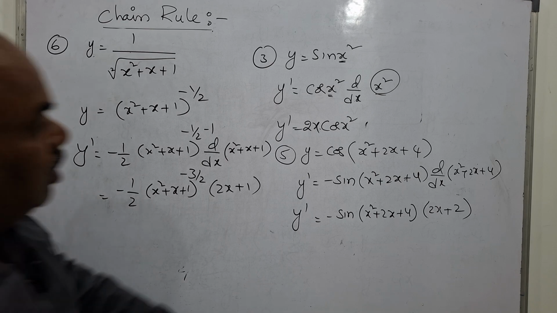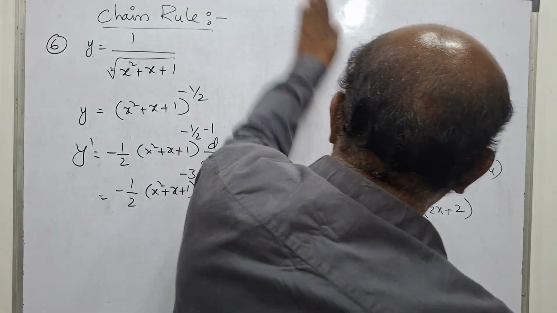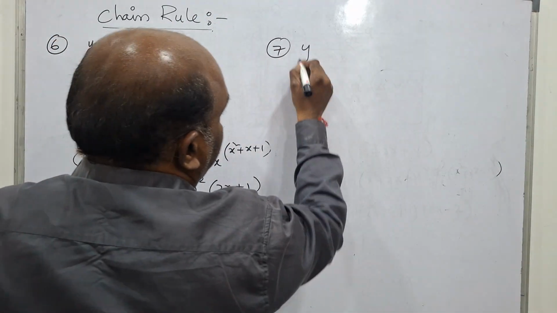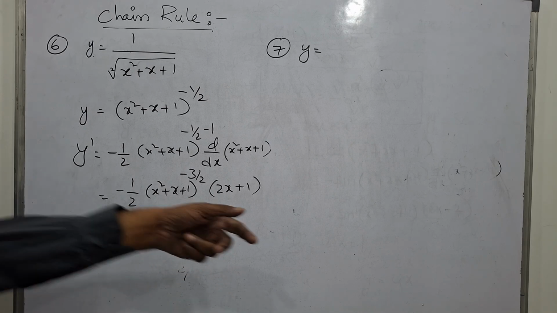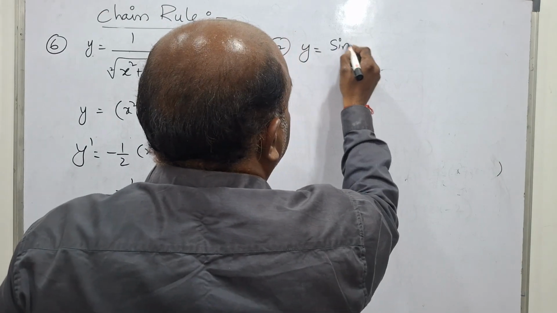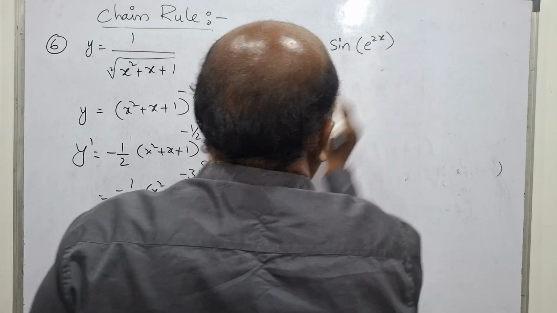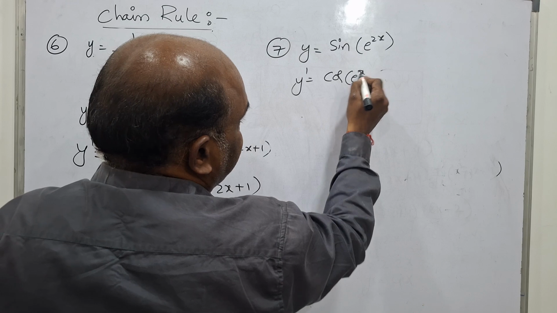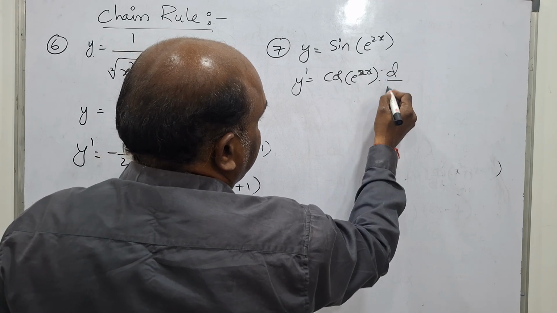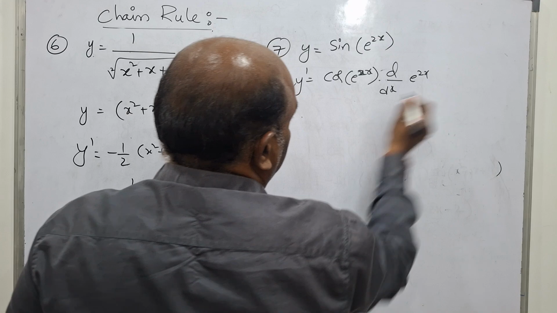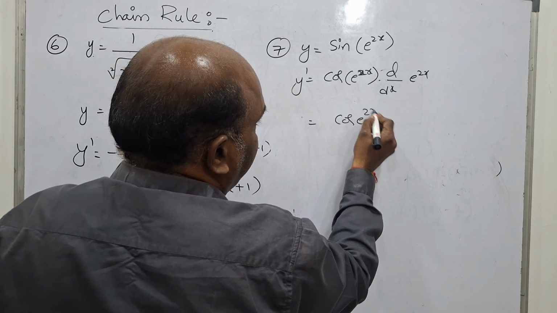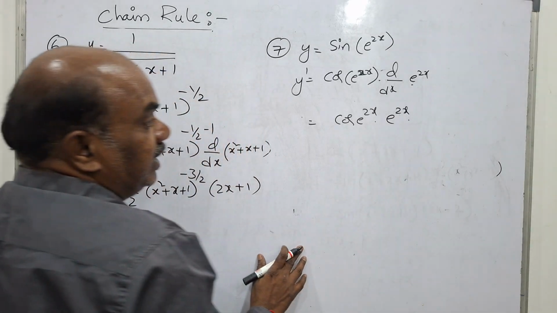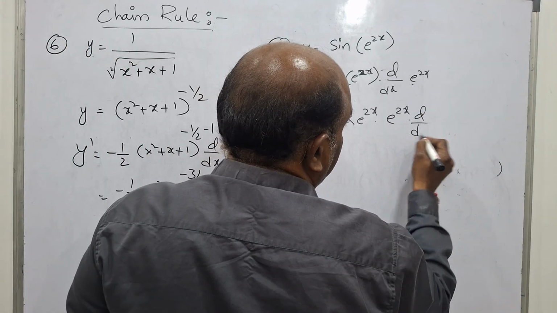Last question, question number 7. y is equal to sin e power 2x. y dash equals what will happen? The differentiation of sin x is cos x. But x is not there. In place of x, e power 2x is there. So d by dx of e power 2x. So cos e power 2x into the differentiation of e power 2x. Again, e power x is not there, so again d by dx of 2x.